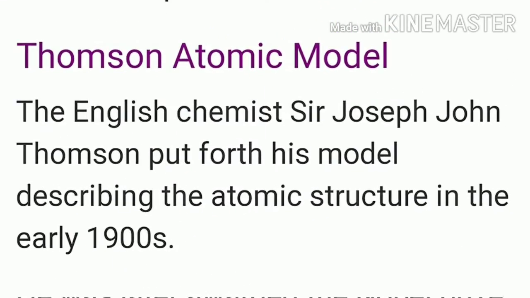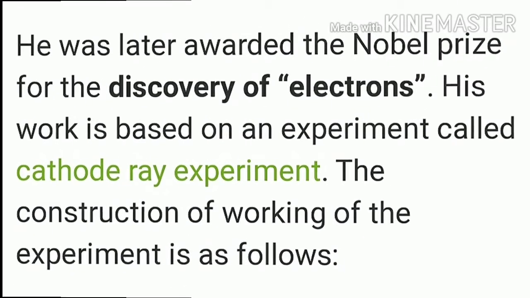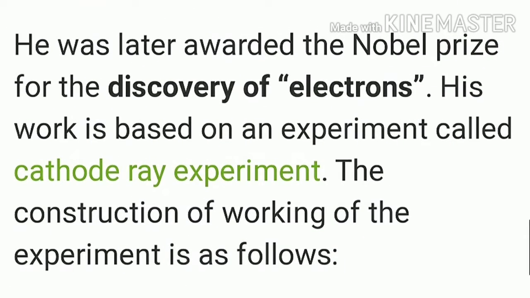The English chemist Sir Joseph John Thomson put forth his model describing the atomic structure in the late 19th century. He was later awarded the Nobel Prize for the discovery of electrons. His work is based on an experiment called the cathode ray experiment. The construction and working of the experiment is as follows.